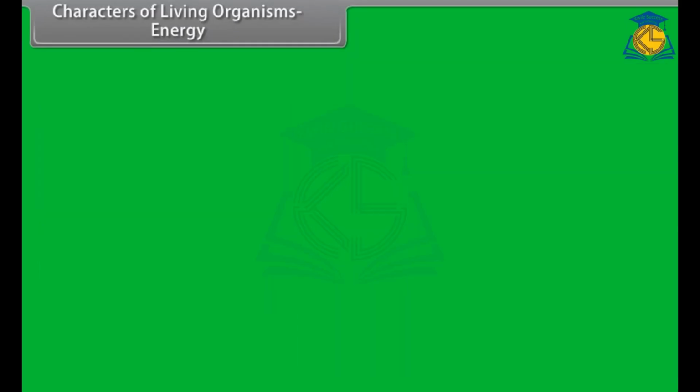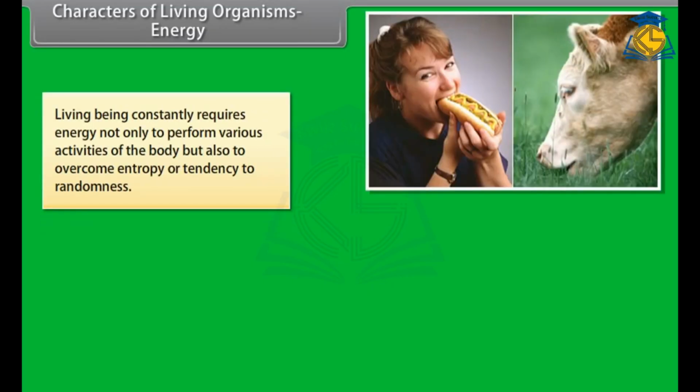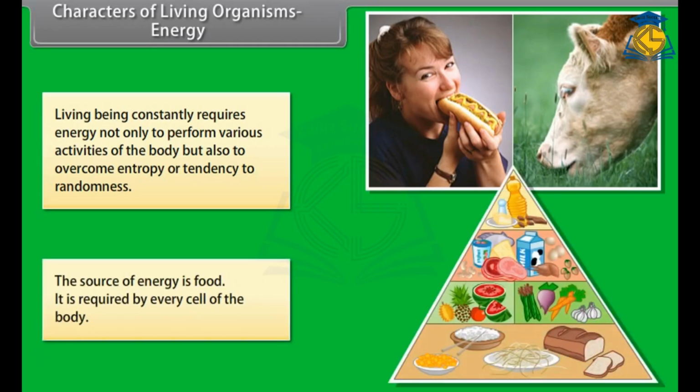Characters of living organisms. Energy. Living beings constantly require energy, not only to perform various activities of the body, but also to overcome entropy or tendency to randomness. The source of energy is food. It is required by every cell of the body.